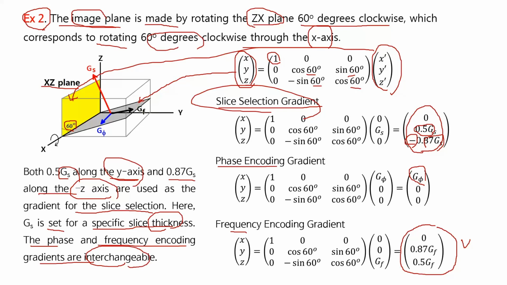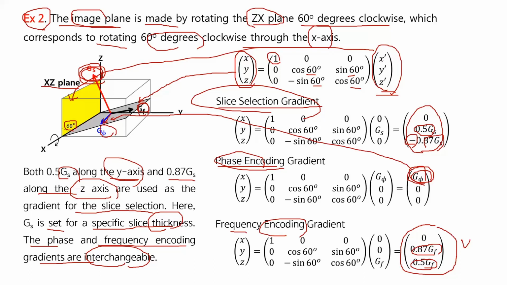The phase and frequency encoding gradients are interchangeable. So the G phi phase encoding gradient is in the x direction in the new coordinate system. So it's correct, right? This is the x direction. And for the frequency encoding gradient, if you use 0.87 GF in the y direction and 0.5 GF in the z direction, then you can get this frequency encoding gradient. Okay. If you use 0.5 GS along the y-axis and 0.87 GS along the minus z direction, then you can get this as the slice selection gradient.